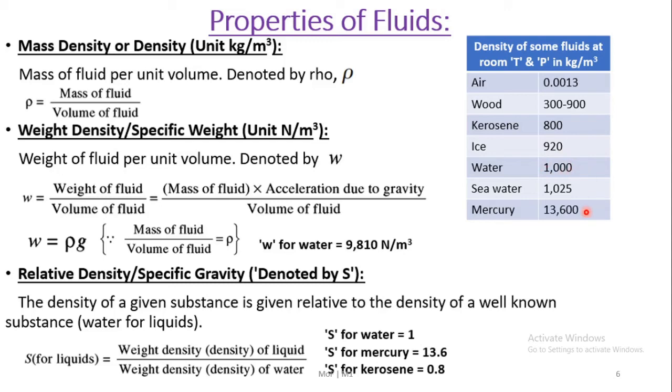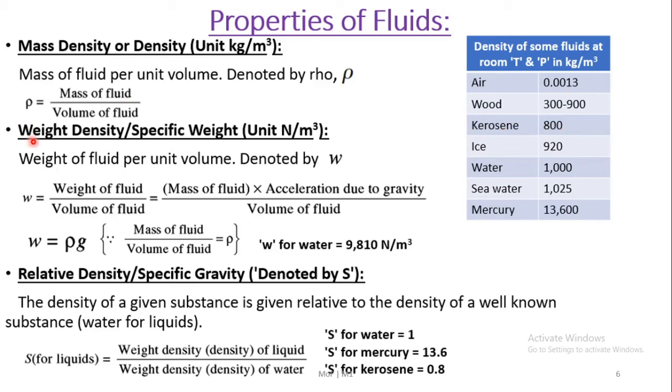Let's compare with mercury. In the case of mercury, 1 cubic meter of volume can hold 13,600 kilograms of mercury. So mercury is a denser liquid as compared to water, but kerosene is a lighter liquid as compared to water, because the density of kerosene is just 800 kilograms per meter cube.